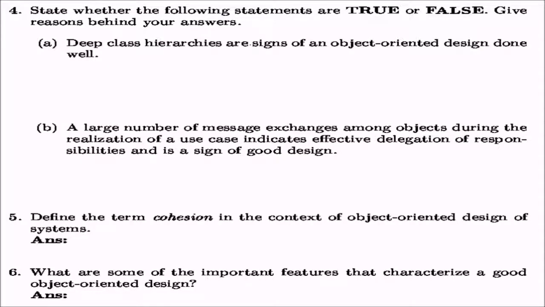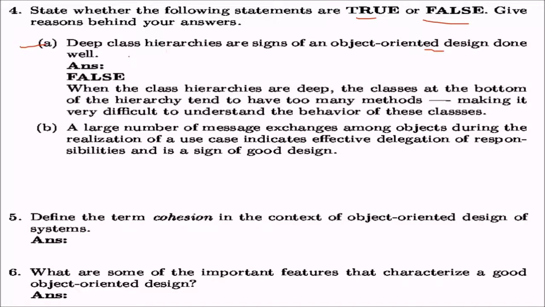Fourth is, state whether the following statements are true or false. Give reasons behind your answer. First is, deep class hierarchies are signs of object-oriented design done well. This is actually false. When you have deep class hierarchies, the tree structure is quite long. The classes at the bottom of the hierarchy tend to have too many methods, making it very difficult to understand the behavior of these classes.